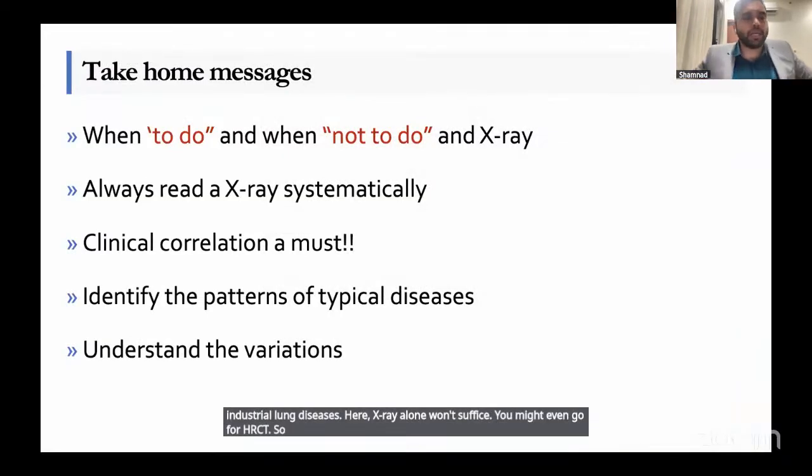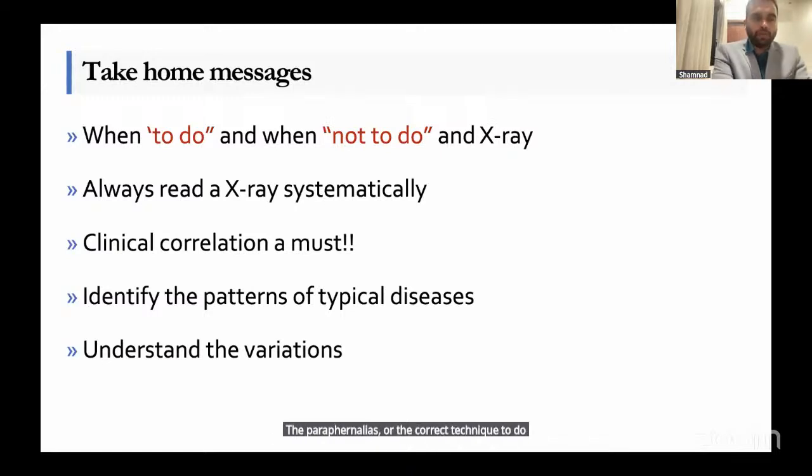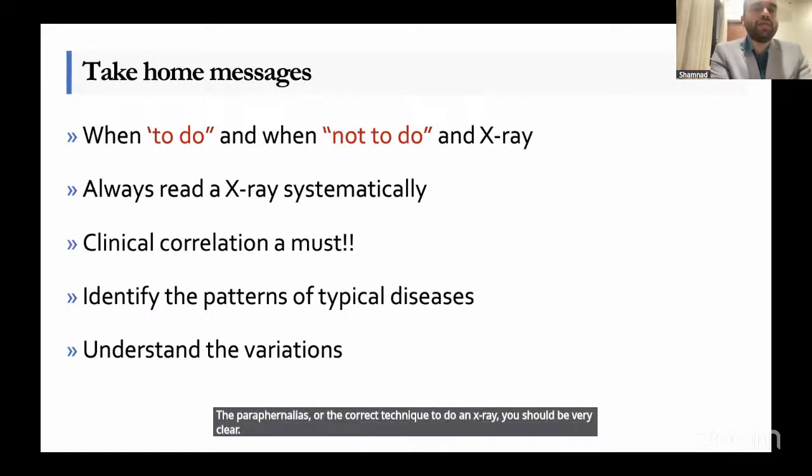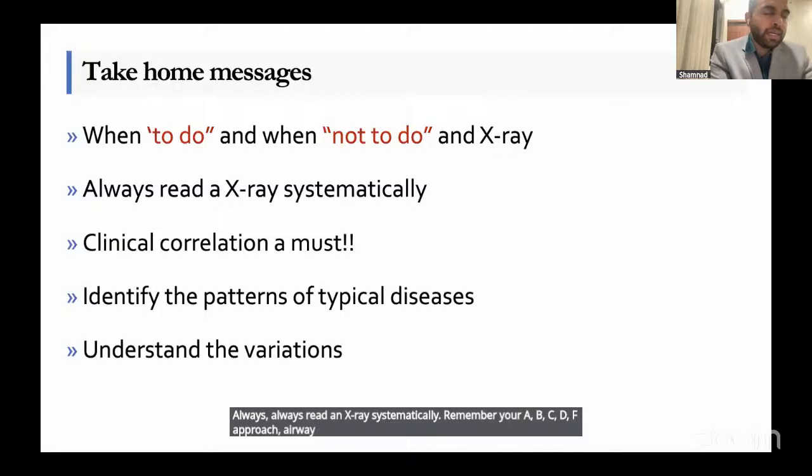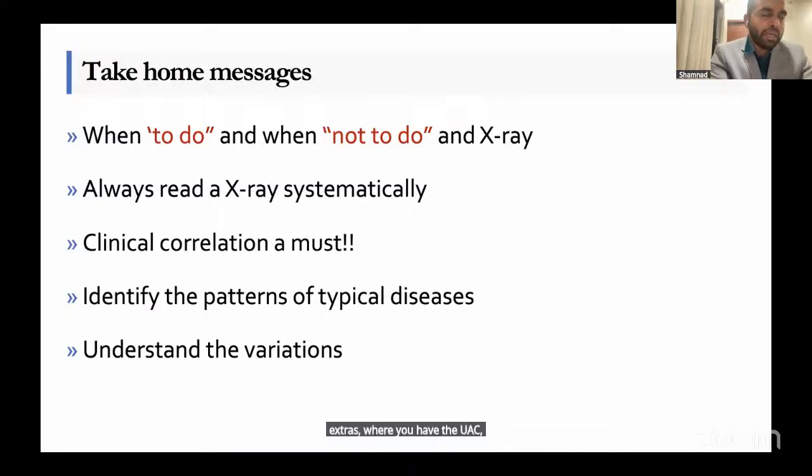So my take homes would be, first, you should know when to do and when not to do. The paraphernalia or the correct technique to do an X-ray, you should be very clear. Always read an X-ray systematically. Remember your ABCDF approach: airway, bones, cardiac, diaphragm, extras where you have the UAC, UVC, PICC line, and your ET tube, and the fundic bubble.